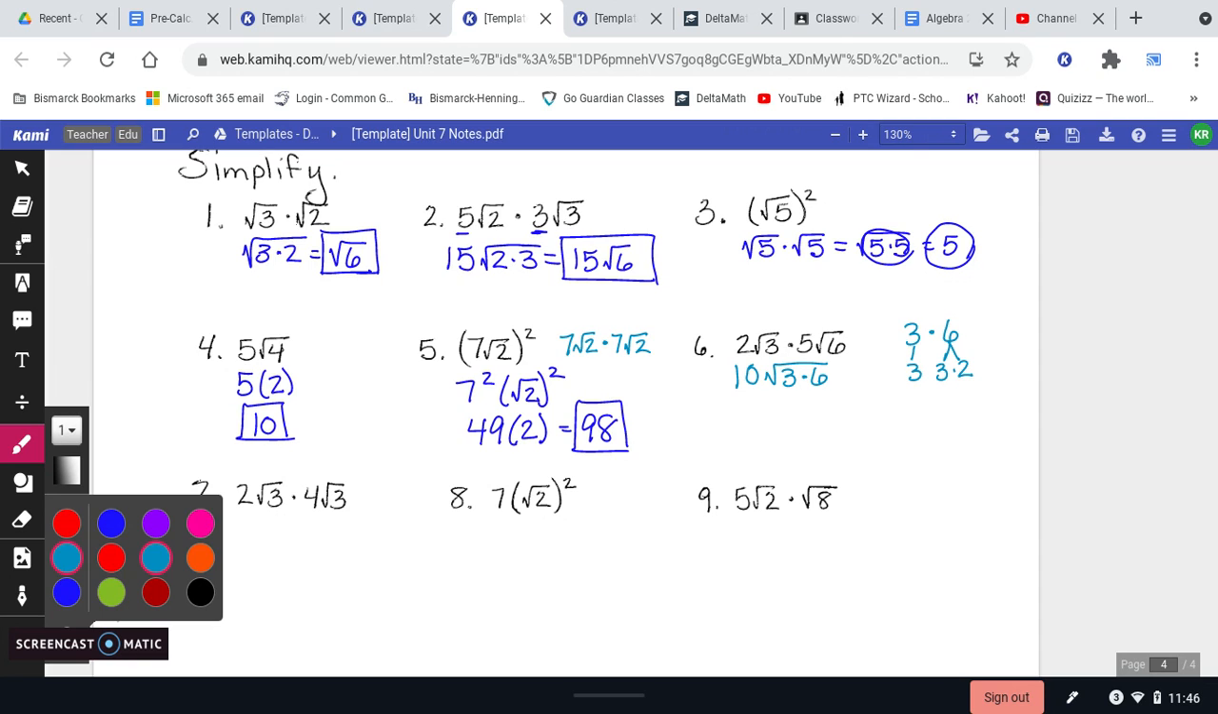So I end up with a 3 and a 2. Under this radical, I have the 3, and then the 6 is a 3 and a 2. Well, there's that pair of 3s, so that pair of 3s can come out. You already have a 10 out front. The pair of 3s come out. The square root of 2 stays because it doesn't have a partner. So 10 times 3 is 30, and then root 2.